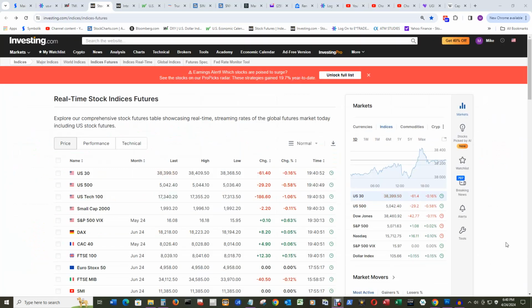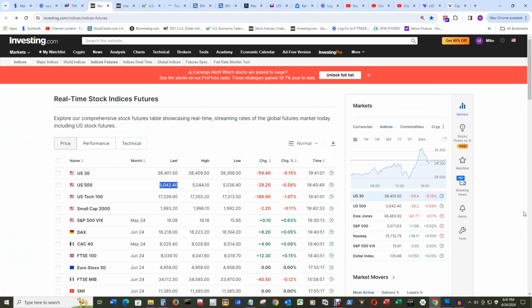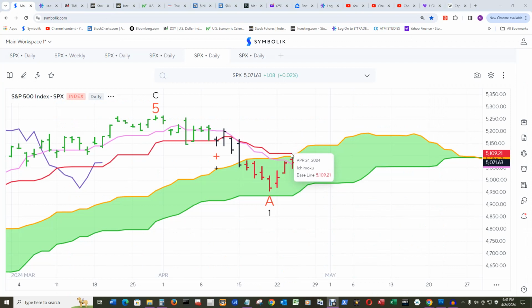And price in the aftermarket hours for the S&P 500 on the 24th at 6:40 p.m. Central Time is 5,042. So the current baseline is right above the cloud, and the conversion line took a dive down today. Anytime the conversion line is below the baseline, that's not a good thing. But it could continue trying to head up and break out of the cloud for new all-time highs, etc.